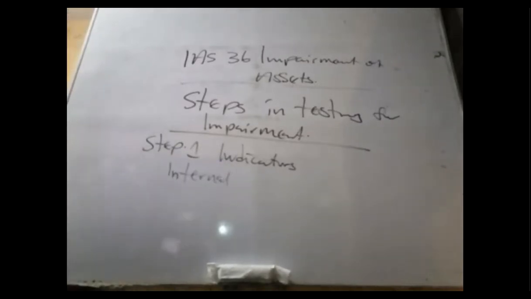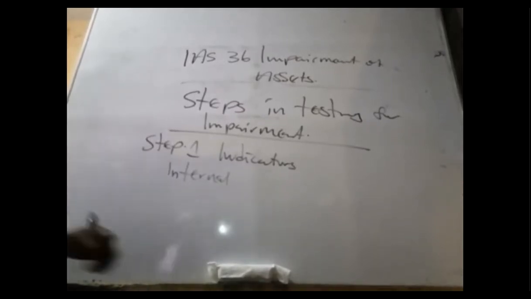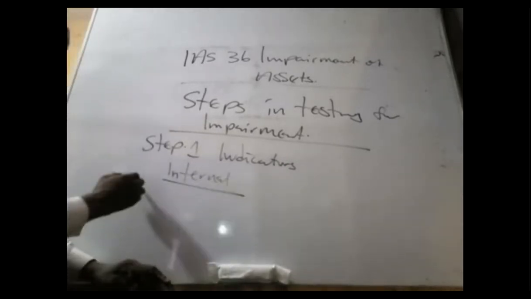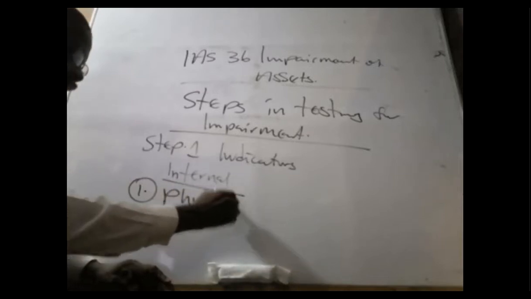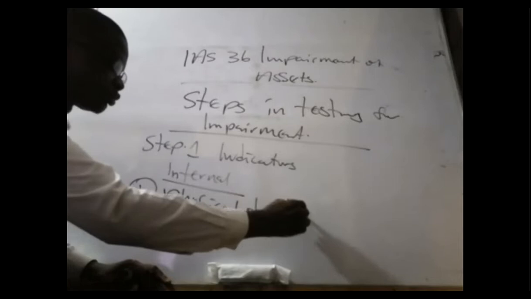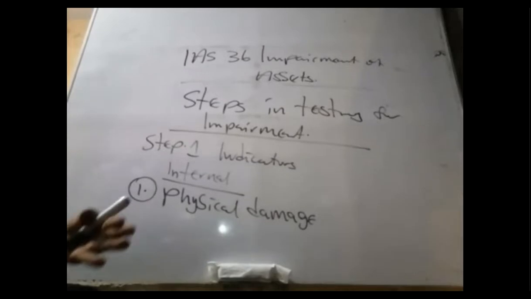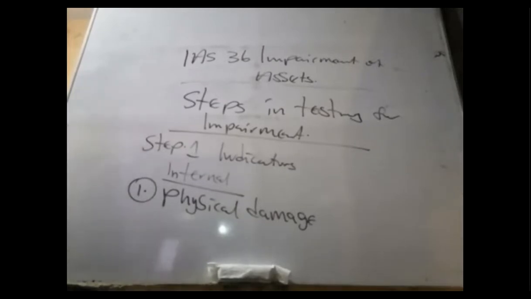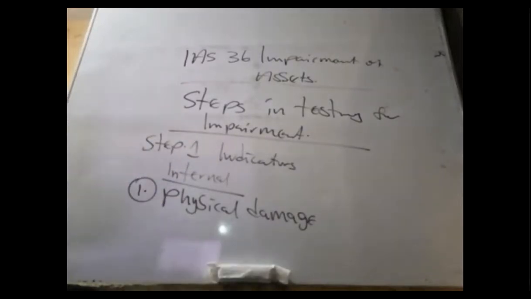Some information within the company suggests that this asset suffered what? Impairment. So the internal indicators are, number one, physical damage of the asset or obsolescence. Evidence of physical damage of an asset can cause impairment or lead to impairment.